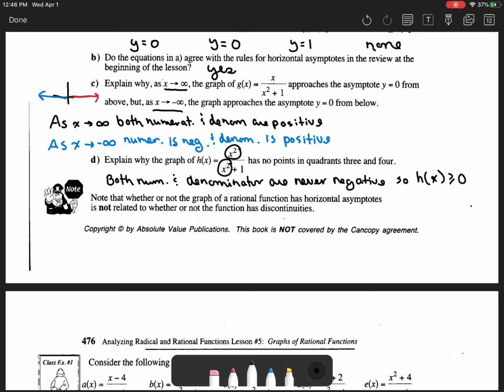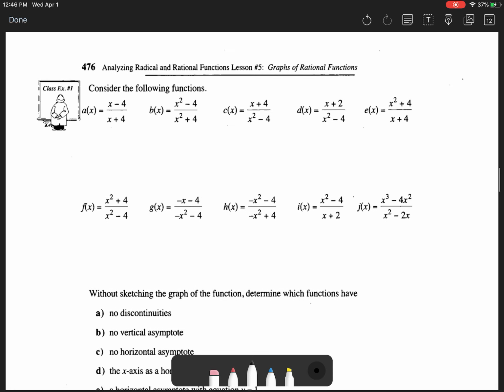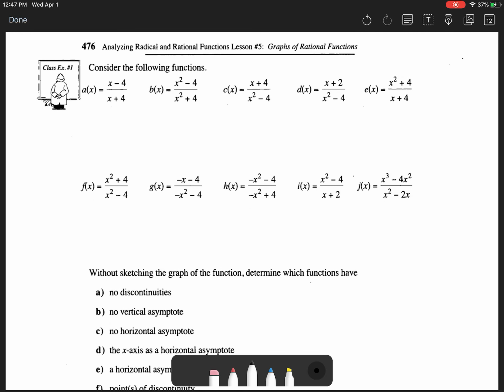The guy with the fake dot sign says that note that whether or not the graph of a rational function has horizontal asymptotes is not related to whether or not the function has discontinuities. So again, that point is basically discussing that horizontal asymptotes are not a type of infinite discontinuity. I've stated that several times, so hopefully you can pick up that that's an important point moving forward. Okay, next page.